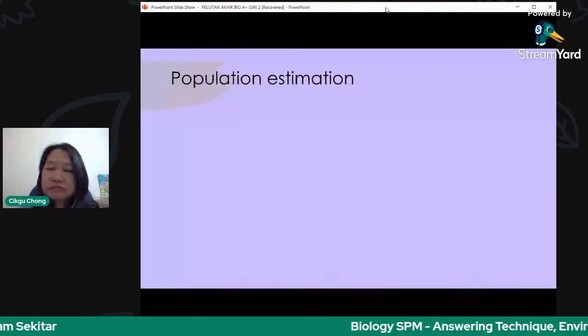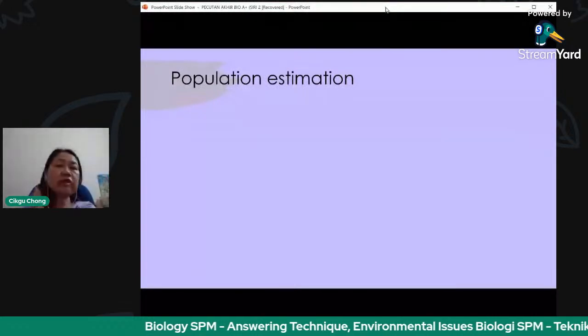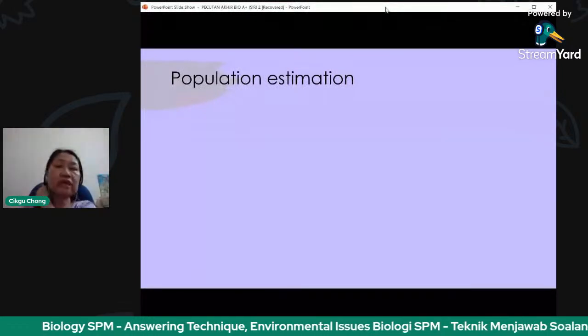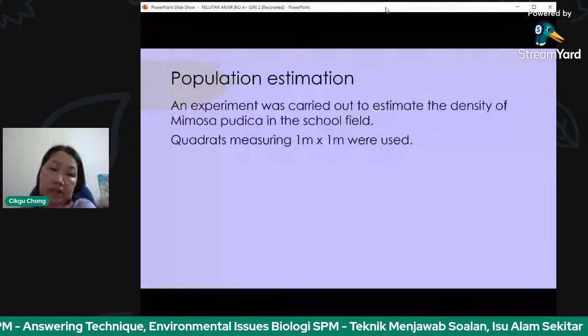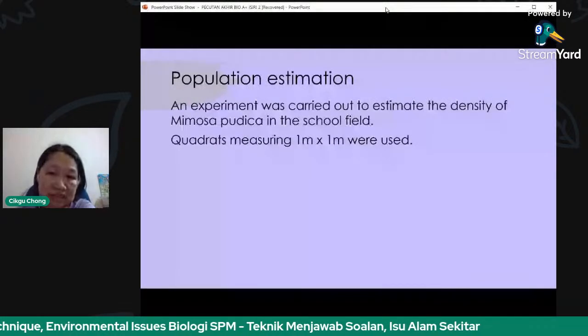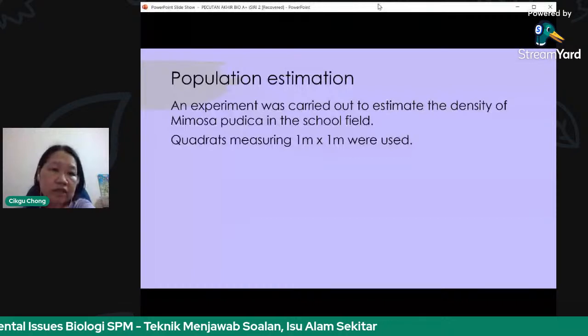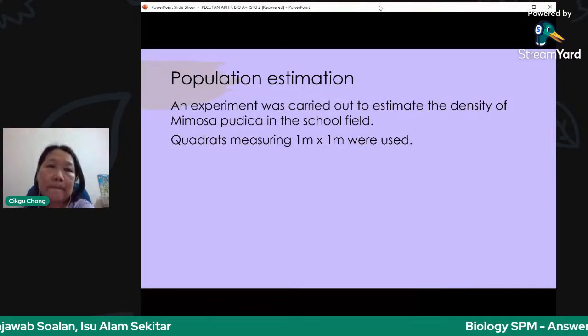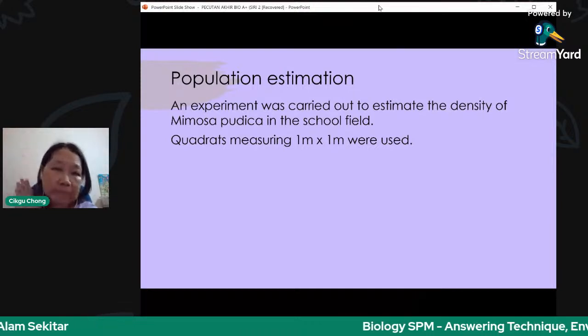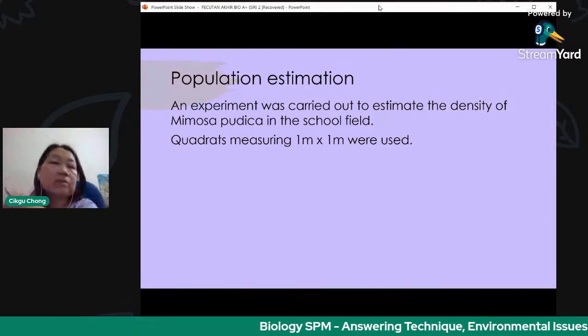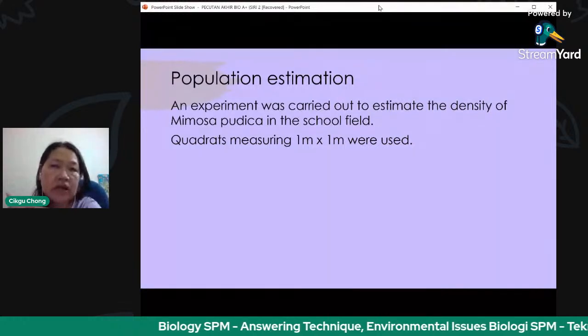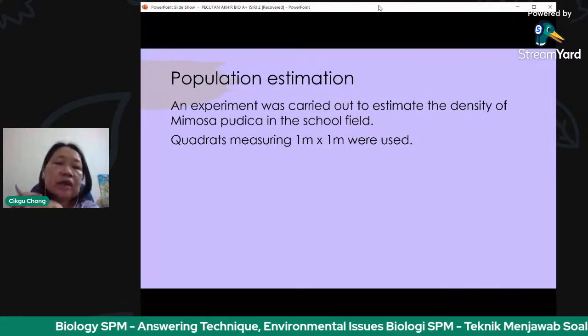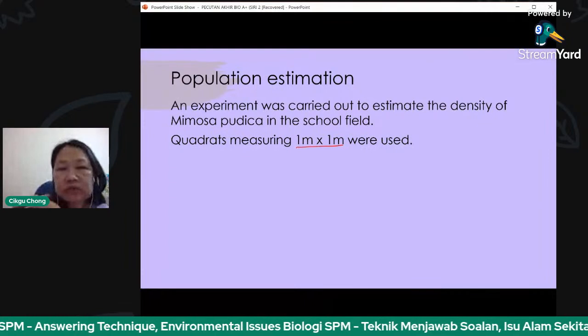Now this is also another calculation which is quite common that can come out in the objective. They ask you, right? An experiment was carried out to estimate the density of this Mimosa pudica. This is the pokok semalu. When you touch the leaves, it's going to fold up, all right? Because this is the thigmonasty response. Okay, so quadrats measuring 1 times 1 meter were used. So this is important information. You need to know how big your quadrat is.